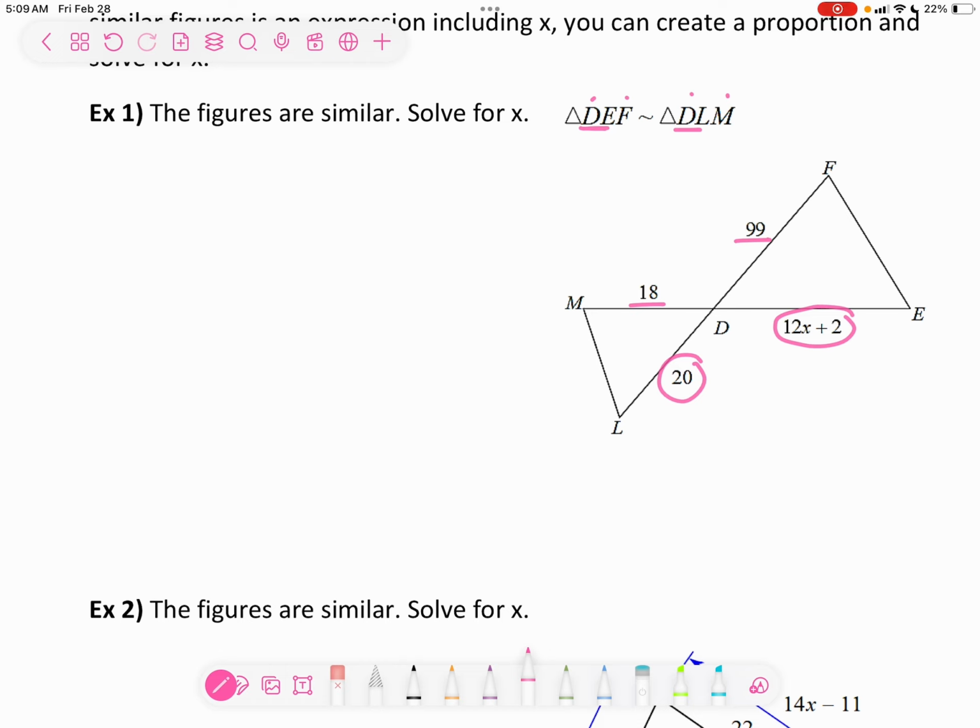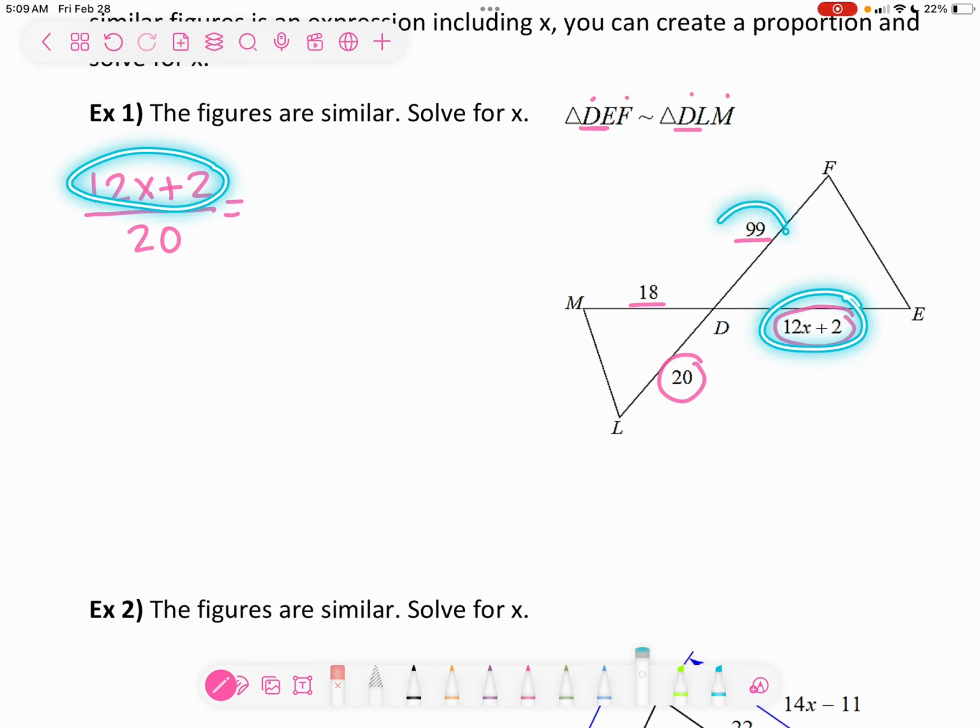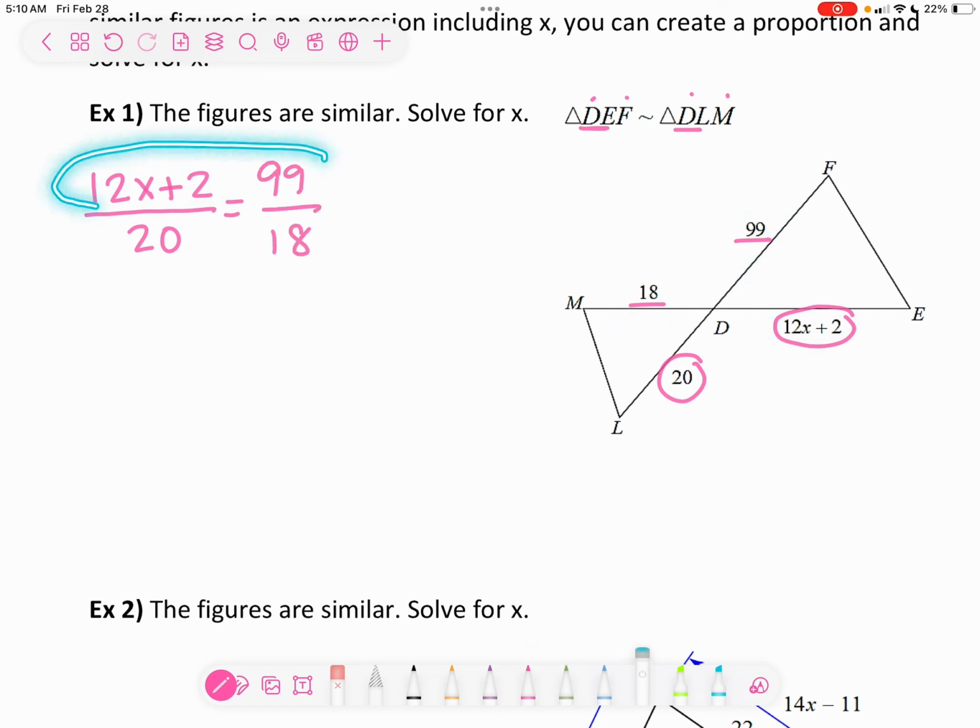Now just make sure you're consistent. Whatever order you write your ratios in, make sure you are consistent. So I'm going to start with my bigger triangle. I'm going to do 12x plus 2 over 20. And that must be equal to, again, you need to make sure you go back to the triangle that has 12x plus 2, so you put 99 on top. So 99 over 18. Please always verify that the numbers that are both on top came from the same triangle. Now we can cross multiply and solve.